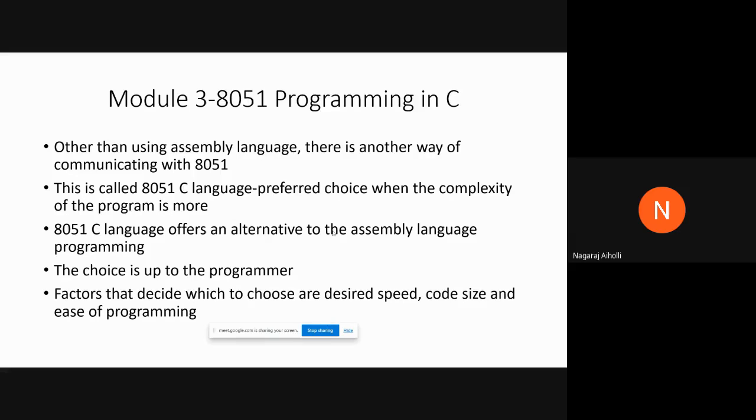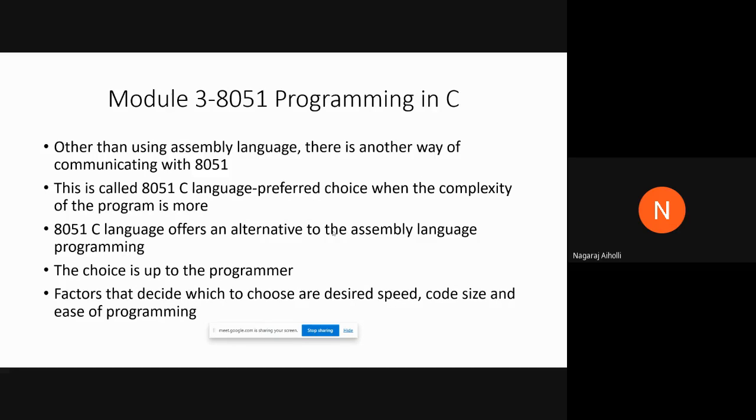Now the question is which one to choose, whether to choose assembly language or the 8051 C language. This depends on the speed of the program, the size of the program, and the ease of programming. Ease of programming means how much easier it makes writing or executing the program. These three possibilities, the program size, the speed with which the program executes, and the ease of programming, decide which one to choose for writing the program.